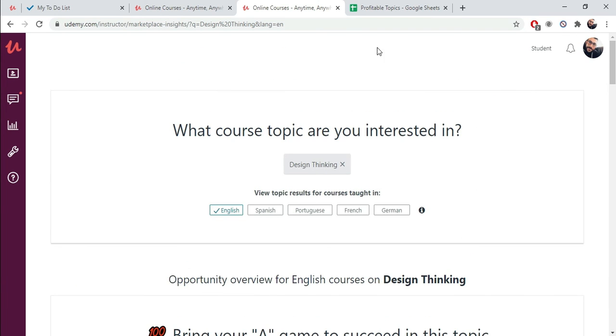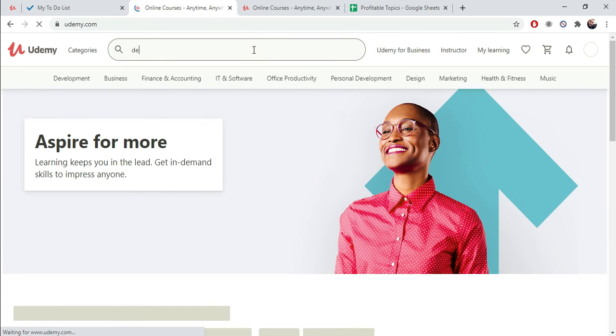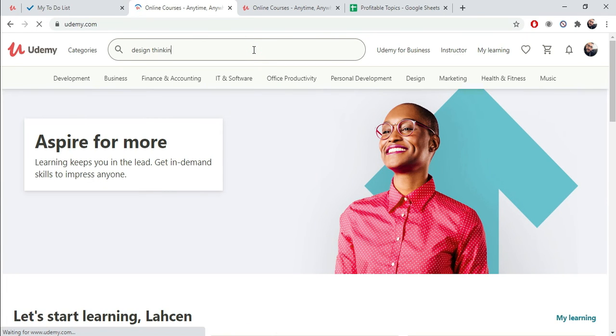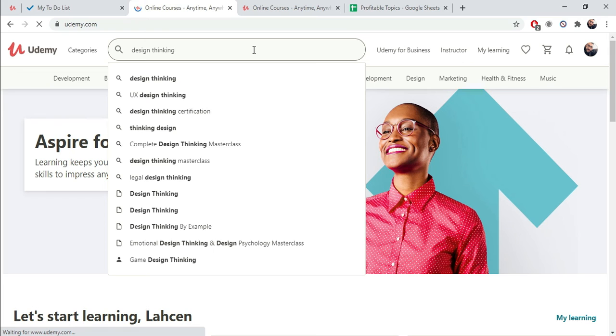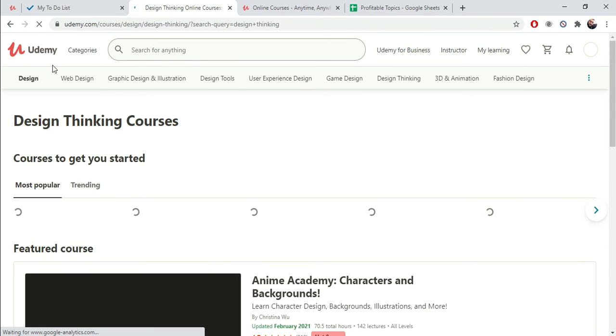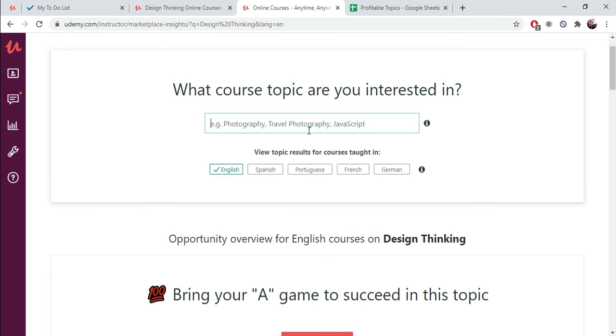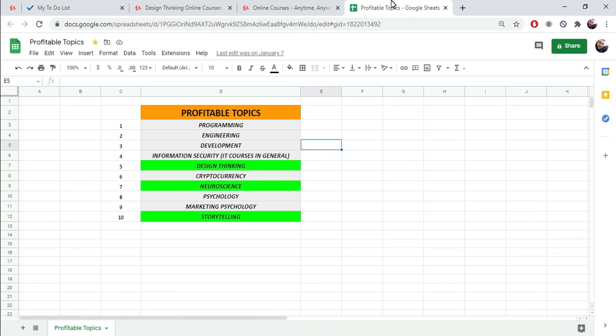It's also worth it to go to Udemy as a student and type in design thinking, to also look at the other courses, because right here you can see the top, most profitable courses. But when you go to udemy.com and type in the search bar design thinking, you're going to be able to see some of the new courses that are out there as well. So design thinking is a good topic. Let's check the other ones.